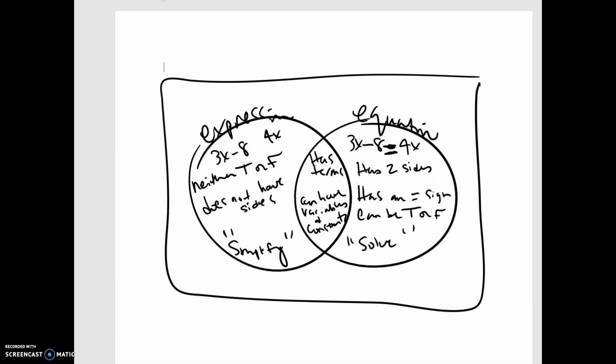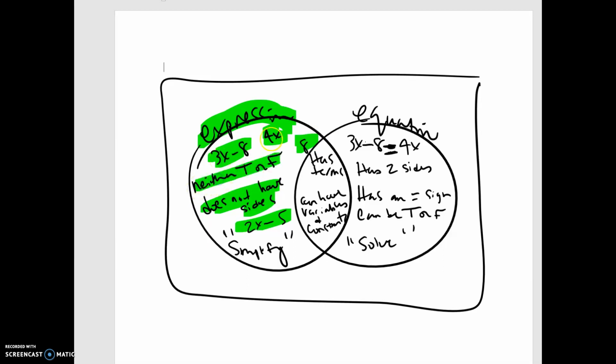Okay, so let's look at some things that are true about expressions. Expressions are kind of like chunks. So 8 could be an expression, 2x minus 5 could be an expression. They do not have sides. There's just one chunk. There's not 2 sides to it. They're not true or false because I could put 5 in there for x. I could put 10 in there for x. So it's not true or false. And then the directions are usually to simplify.